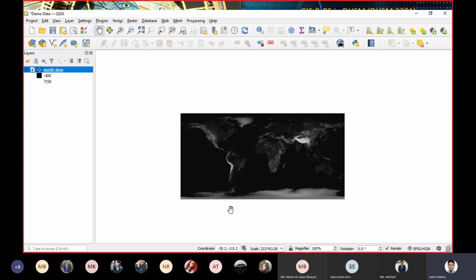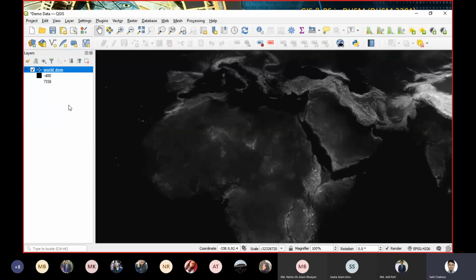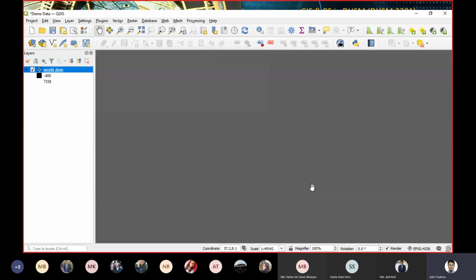This is the raster image, and in this raster image, you have pixels for every location. So we have the resolution, we have height of 7,358 meters and minus 400 some pixel values. If I zoom into this native resolution, and if you further zoom in, then you have these pixels.